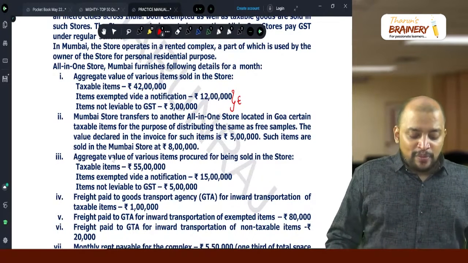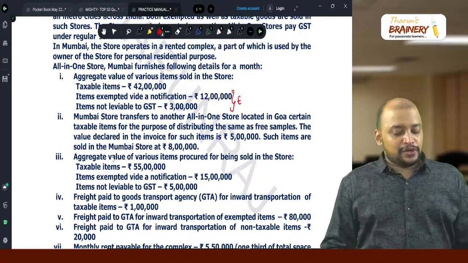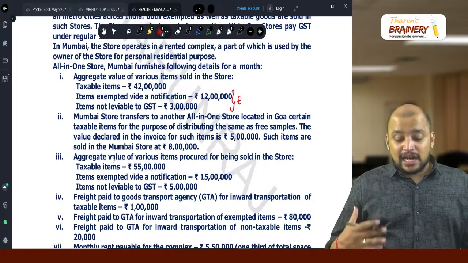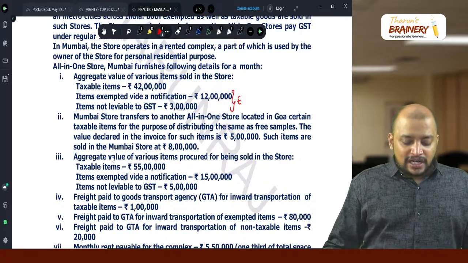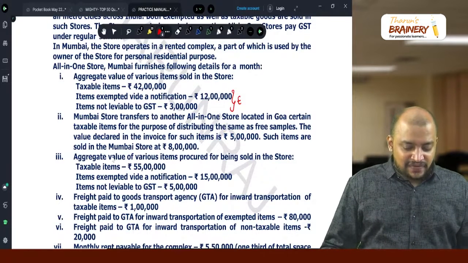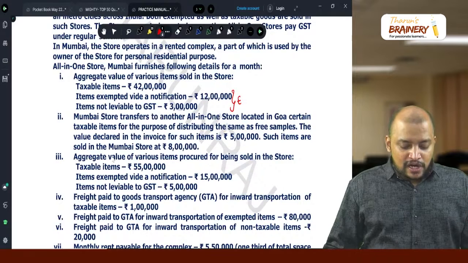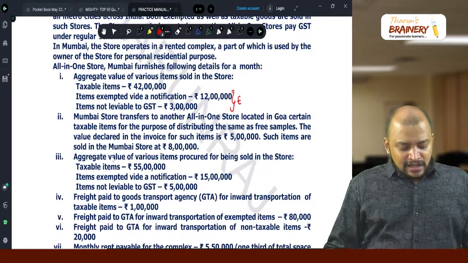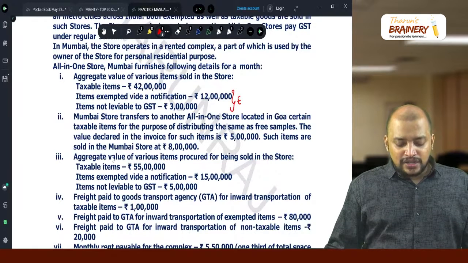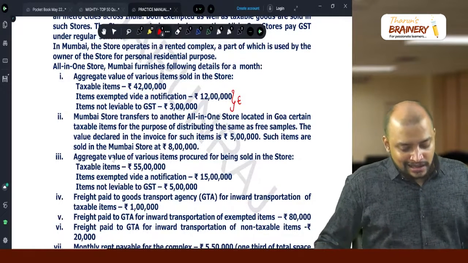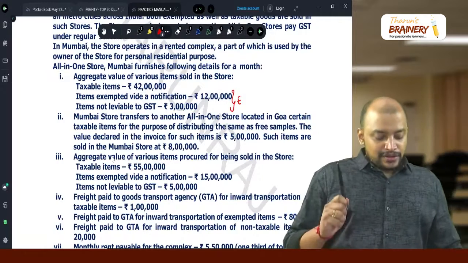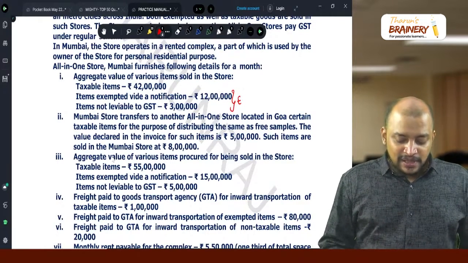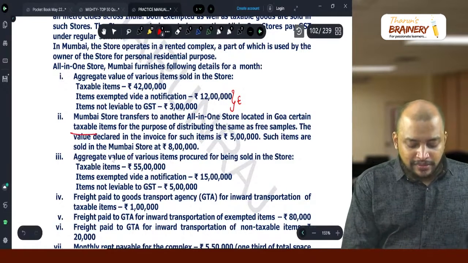Then Mumbai store transfers to another all-in-one store located in Goa certain taxable items for the purpose of distributing the same as free samples. The value declared in the invoice for such items is 5 lakhs. Such items are sold in the Mumbai store at rupees 8 lakhs. Now in this case, when it is sold in a Mumbai store at rupees 8 lakhs, so then, will this be exempted supply or taxable supply? So these are taxable items.